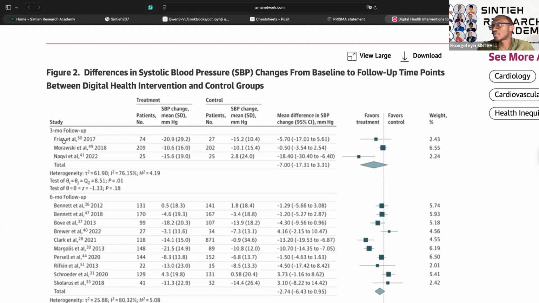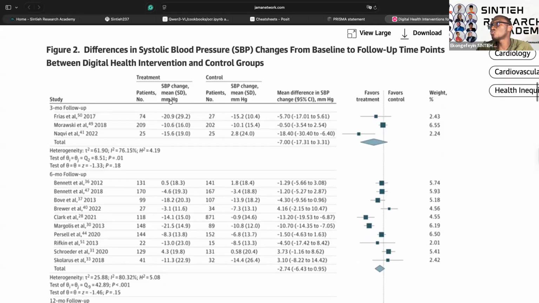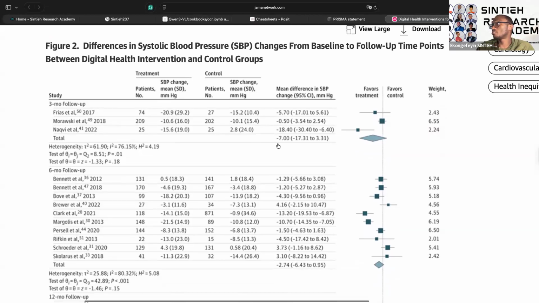You see, these are the studies that did a 3 months follow-up, and these are the studies that did a 6 months follow-up. So they've divided it into two big classes. Then they have put together the change in mean blood pressure between people that did not receive the digital intervention and people that received it. This is a forest plot. This line is a line of no significance, and the diamond is the pooled effect. You see that this diamond is white and it touches this line. So we are already saying that the pooled effect is most likely not significant for measurement up to 3 months.